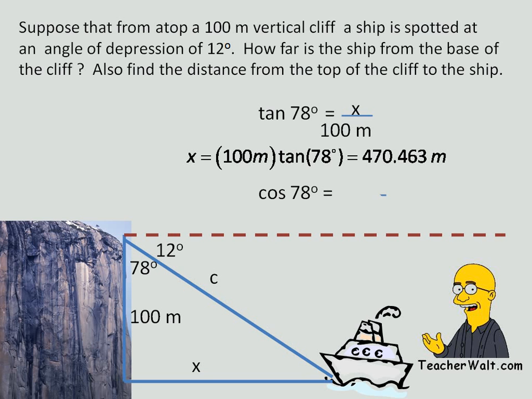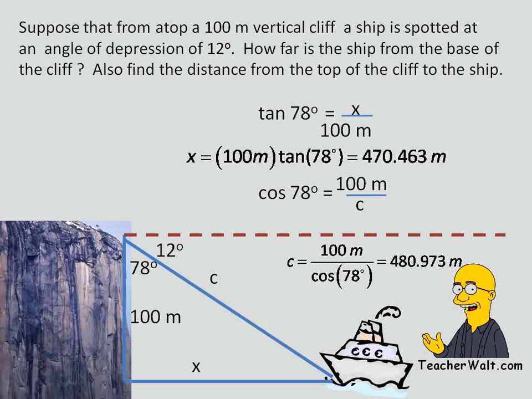Cosine 78 degrees equals the 100 meters up top and the hypotenuse on the bottom. Now this time we've got our variable on the bottom, but we can still solve that with a little bit of basic algebra by cross multiplying. And we find that c equals 100 meters over cosine 78, and that is 480.973 meters. Those are the two things we wanted to find. The distance from the top of the cliff to the ship, 480.973 meters. The distance from the cliff to the ship, 470.463 meters.